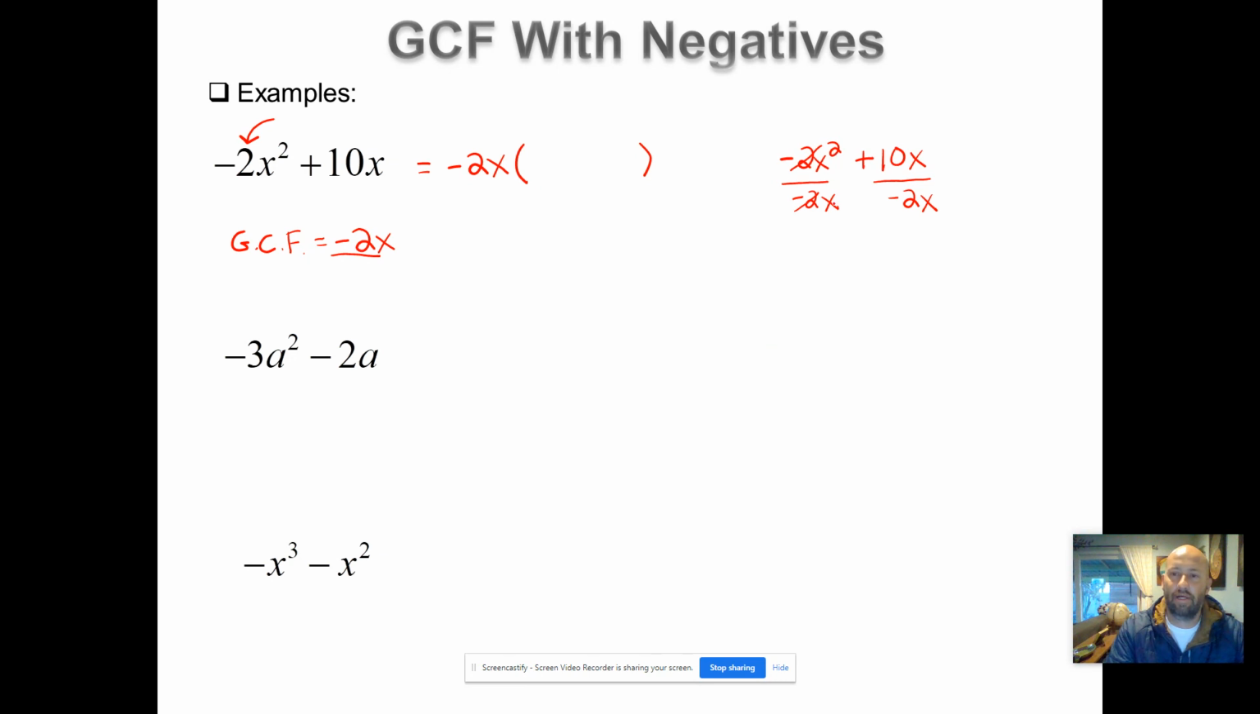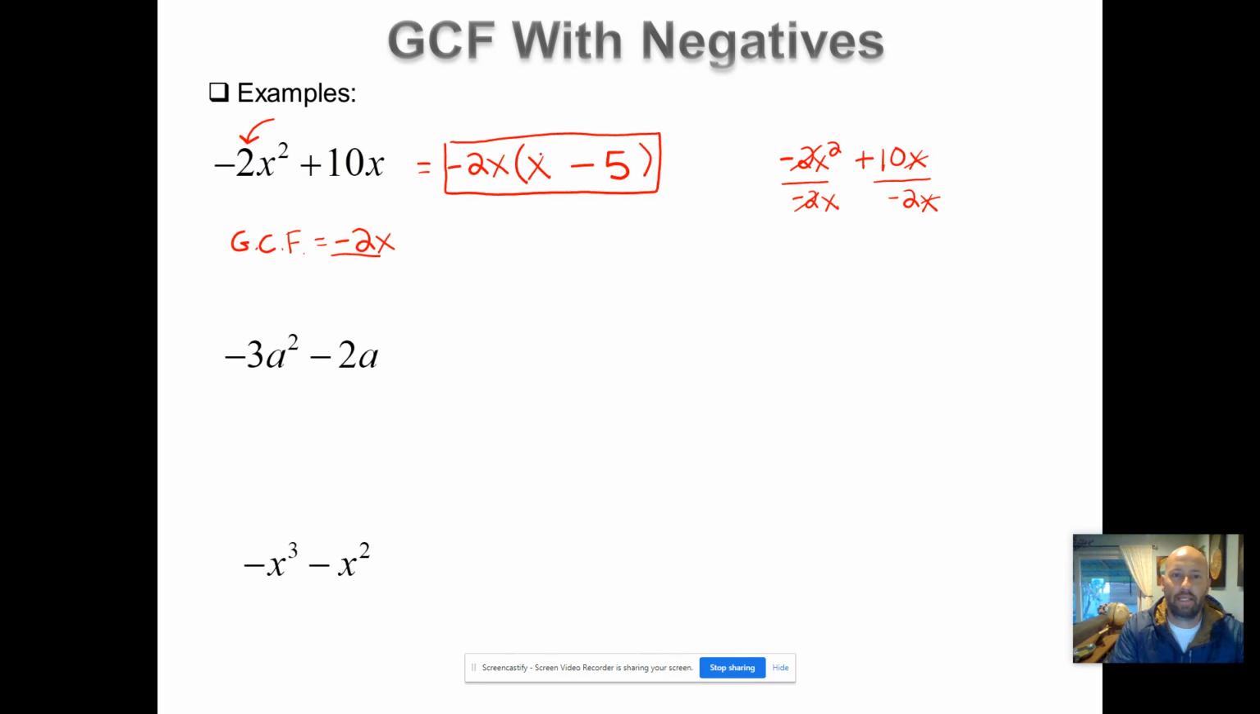Then x squared divided by x. There are 2 of them here and I'm taking 1 away, so I'm left with just an x. Then 10x divided by -2x. The x's reduce to 1, and 10 divided by -2 is -5. So this is what I'm looking for. This is the factored version of the original binomial.